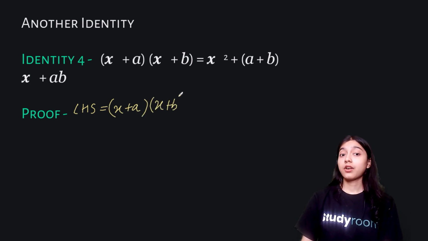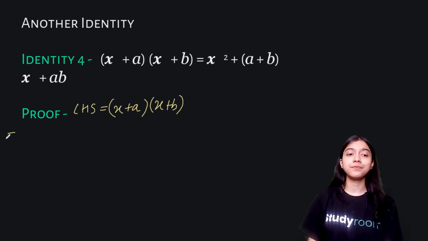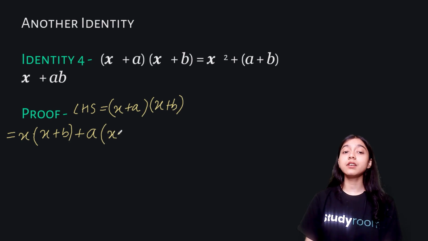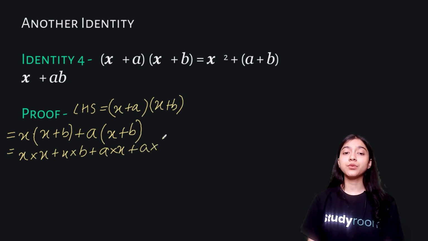These are two binomials, and you all know how to multiply a binomial. We'll take the first term of the first binomial and multiply it with the entire second binomial, and then take the second term of the first binomial and multiply it with the entire second binomial. Now, we'll multiply this x with each of these terms, that is x multiplied with x, and then x multiplied with b, and then a multiplied with x, and then a multiplied with b.